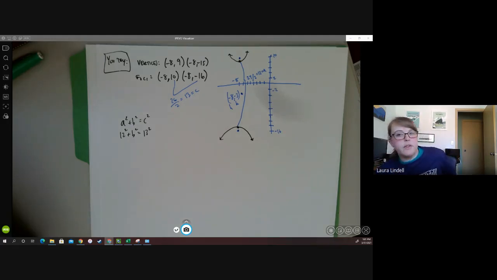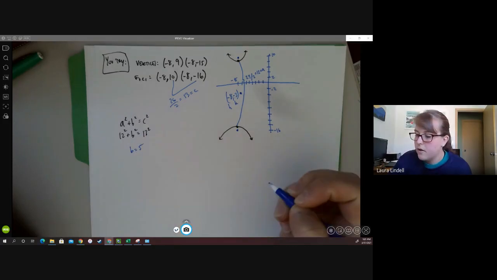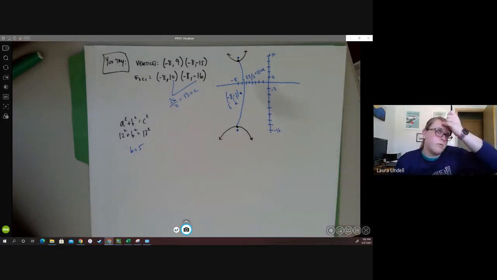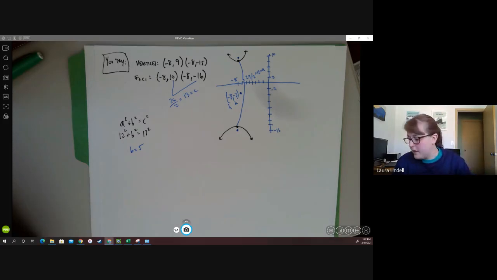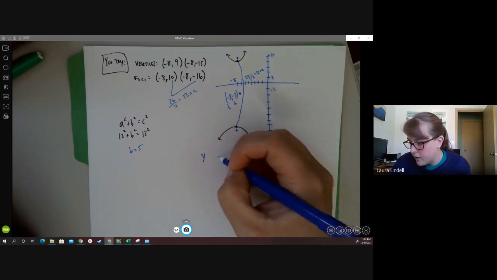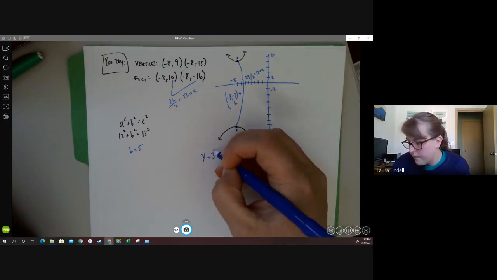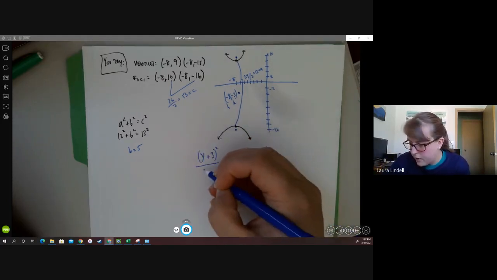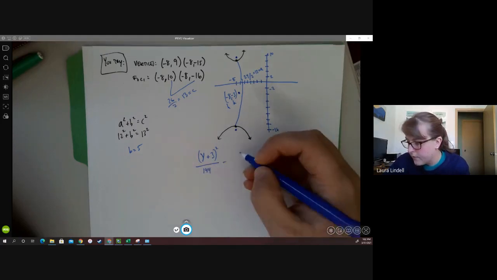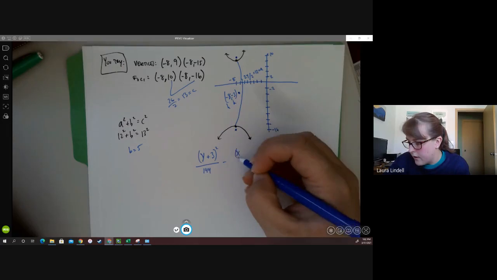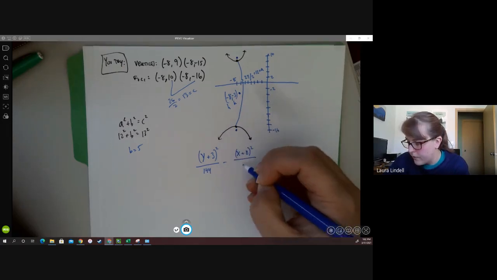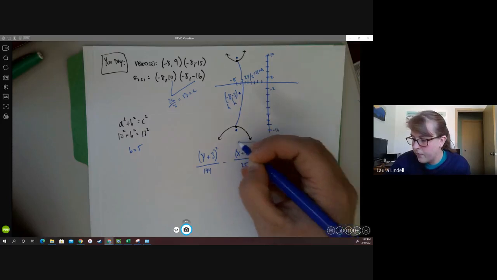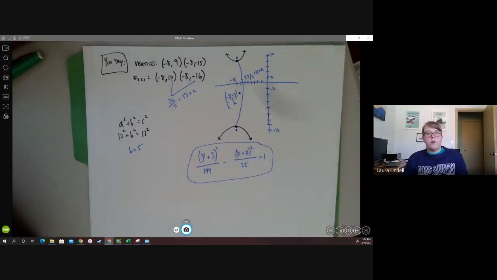All right, several people think they've got it. We figured out that b is 5, or that b squared is 25. That was the last thing we needed to find. So we should end up with, for our equation, y plus 3 squared over 144 minus x plus 8 squared over 25 equals 1. If that is what you got, you are correct.